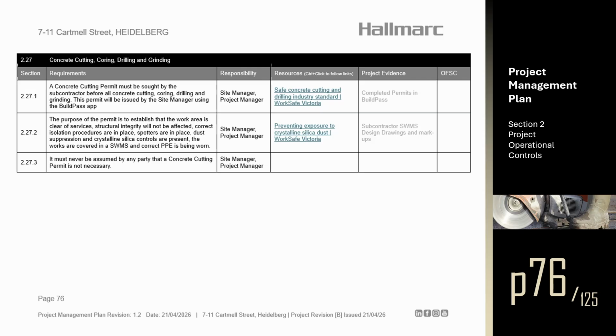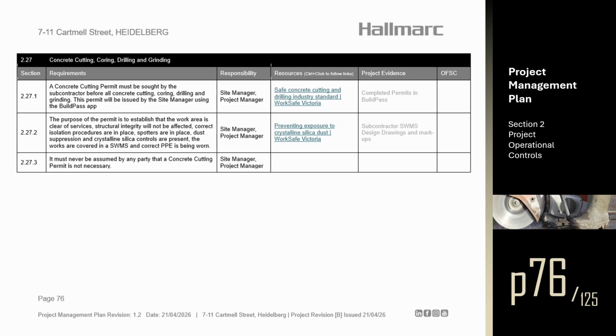Section 2.27. Concrete cutting, coring, drilling and grinding. Section 2.27.1. A concrete cutting permit must be sought by the subcontractor before all concrete cutting, coring, drilling and grinding. This permit will be issued by the site manager using the BuildPass app.